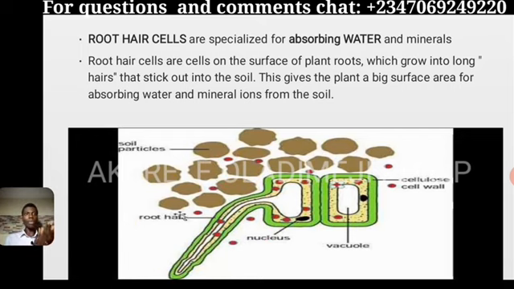Now you can see that for absorbing water and minerals, root hair cells are cells on the surface of the plant root, which grow into long hairs that stick out into the soil.